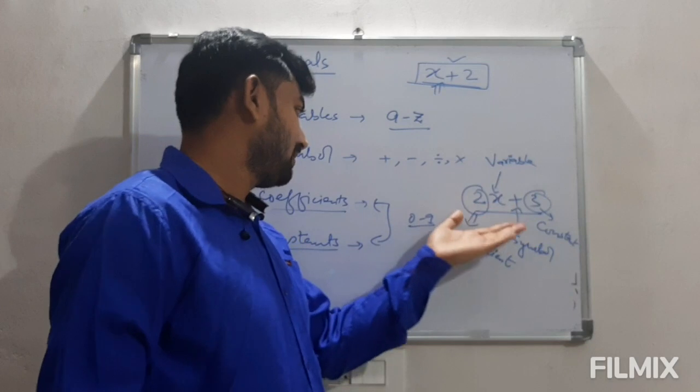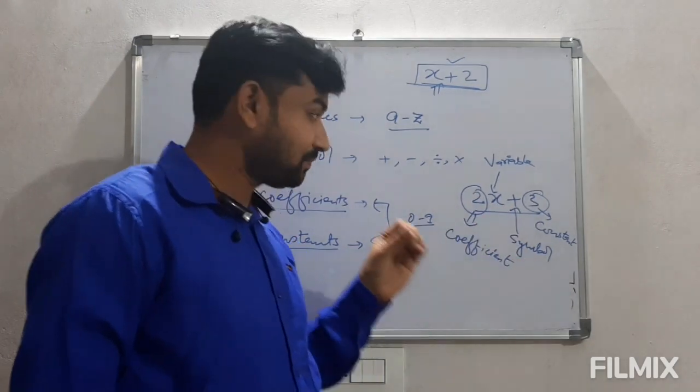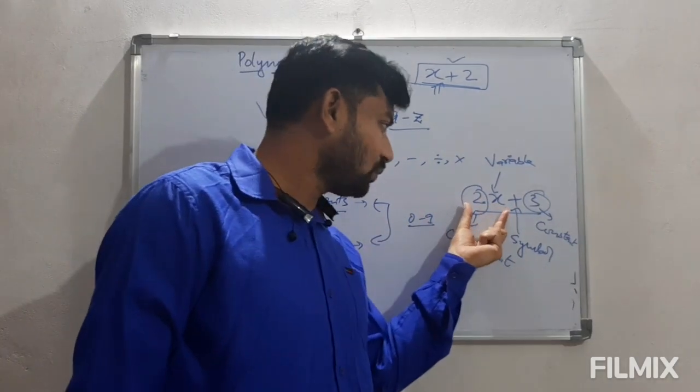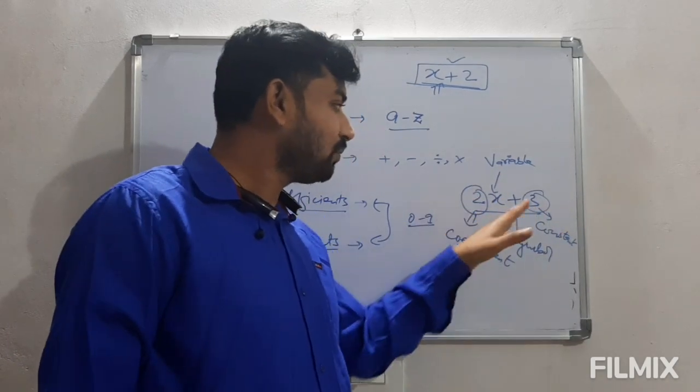This plus sign is a symbol to denote that there are two terms, one is 2x and the other one is 3, which is to be added.